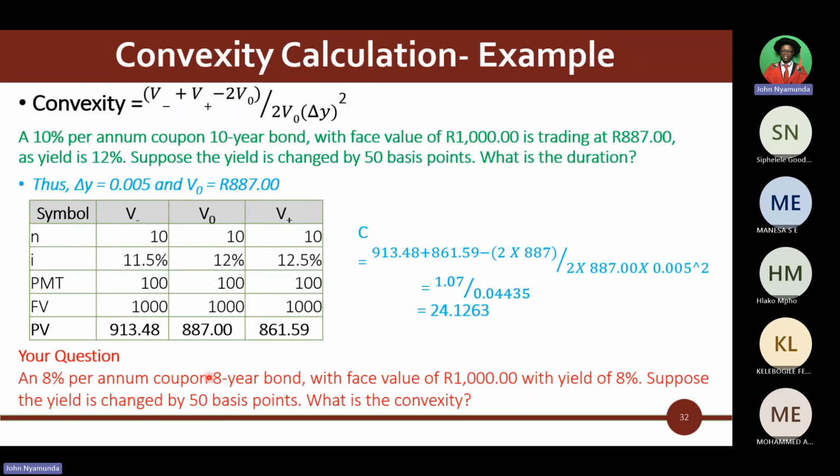Your last question is this one. It's the same thing: you get your V minus and V plus, and it's also straightforward. It's not semi-annual, so it should be really straightforward. What is the convexity? 50 basis points is the same. This one is extra easy. So let's do V minus, V plus, V naught. V naught is already given, so we only need V minus and V plus. Let's go for it.